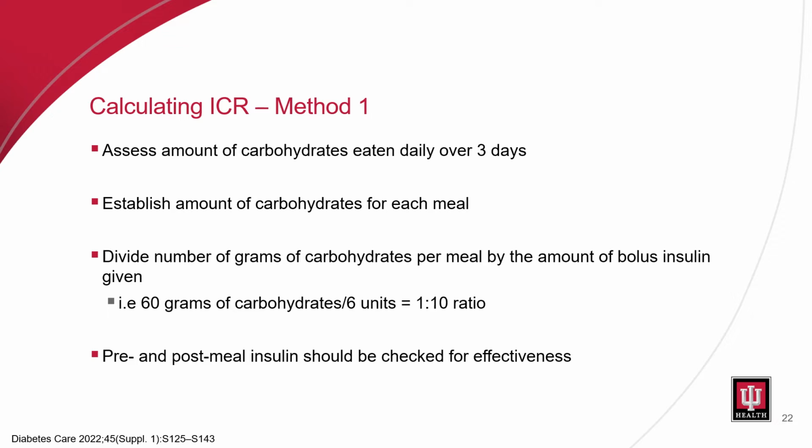The first of these being that you would assess the amount of carbohydrates that the patient eats daily over 3 days, and then establish the amount of carbohydrates for each meal. The patient would divide the number of grams of carbohydrates per meal by the amount of bolus insulin that was given. So say they had 60 grams of carbohydrates and they gave themselves six units, that would be a 1-to-10 ratio. And then when they're utilizing this method, they will be checking a pre- and post-meal glucose just to make sure this is effective until you can establish an insulin to carbohydrate ratio specifically for the patient.